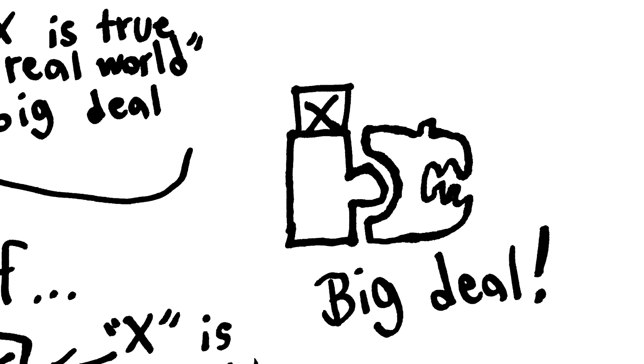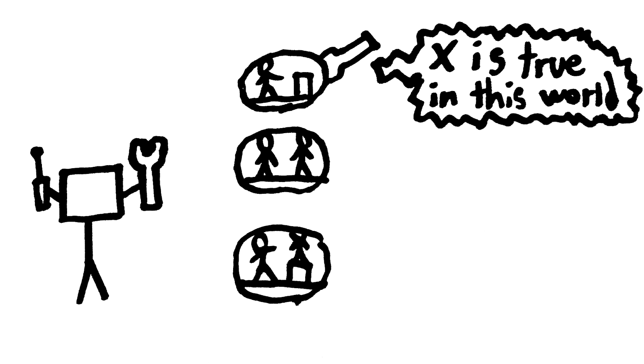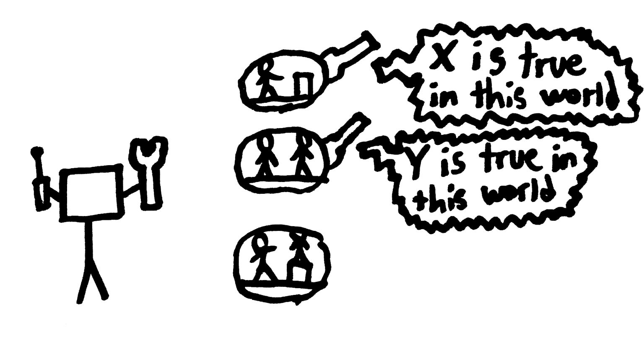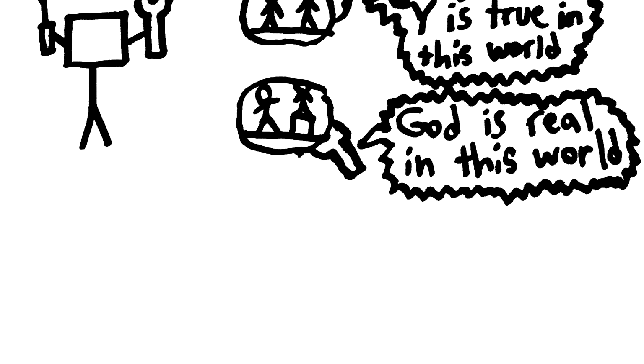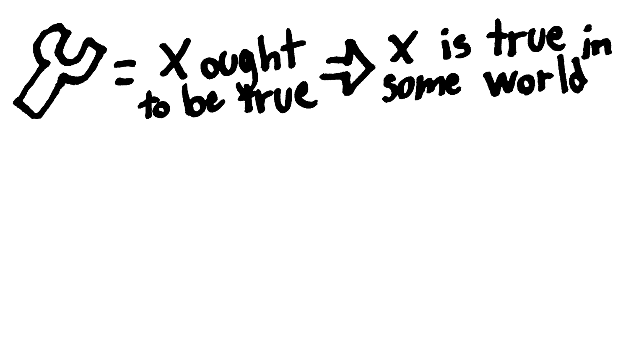The right way to get a guy to think that there is a God in some world is with tools. We find tools that let us look in worlds and see what is true in them. Some of these tools may tell us that there is a God in some world. A tool I like is, if X ought to be true, then X is true in some world. Like, if I ought to help you, then there is some world where I do help you.